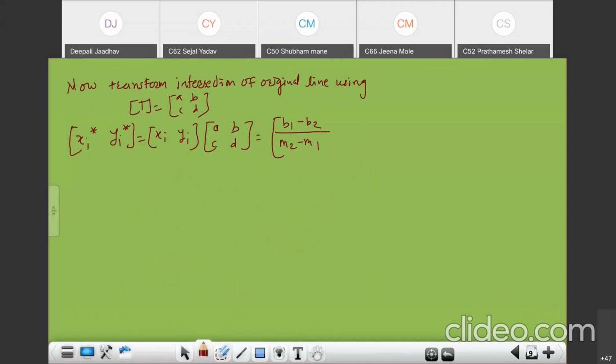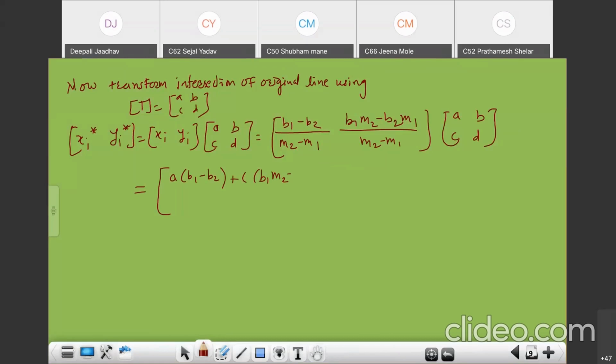B1 M2 minus B2 M1 divided by M2 minus M1, multiplied with A, B, C, D. We will get here the simple equation: A, B1 minus B2, after multiplying these two matrices, plus the first term we will get, that is xi star, and the second term. And I write this as equation number 8.